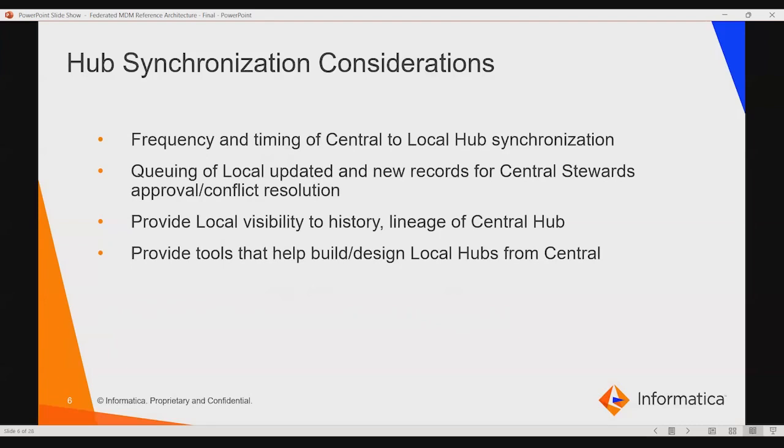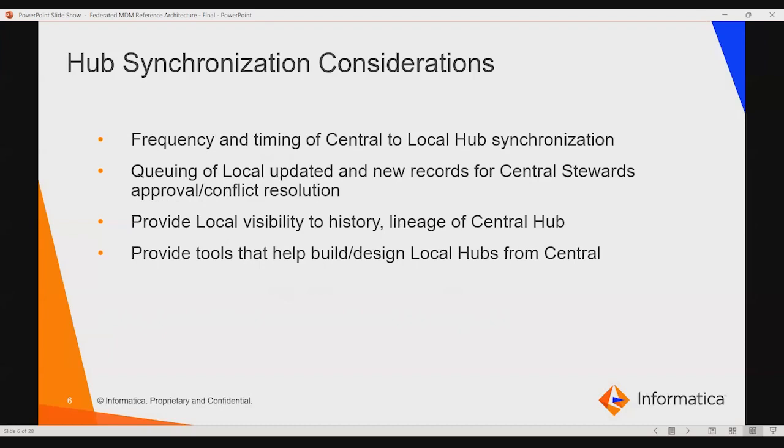Also, provide local visibility to history lineage of the central hub and provide the tools that help build or design these local hubs from the central hub, right? So you would essentially have one single central MDM hub, and you'd have multiple local hubs as well. So we need to understand these synchronization considerations.